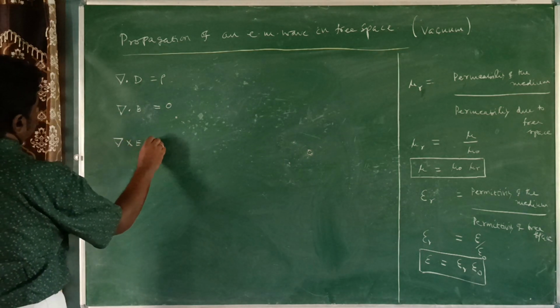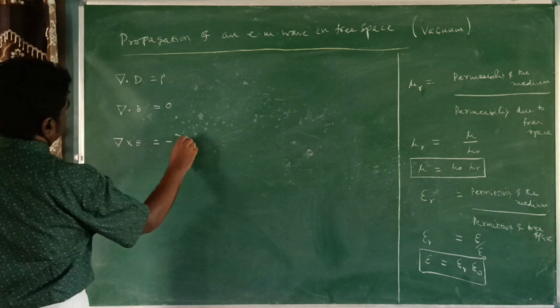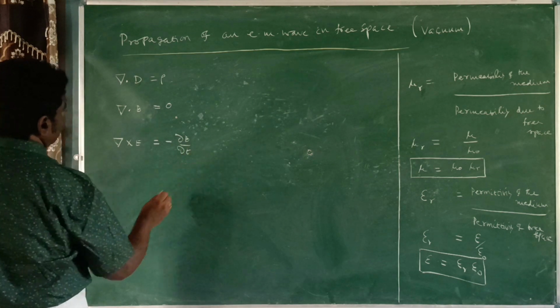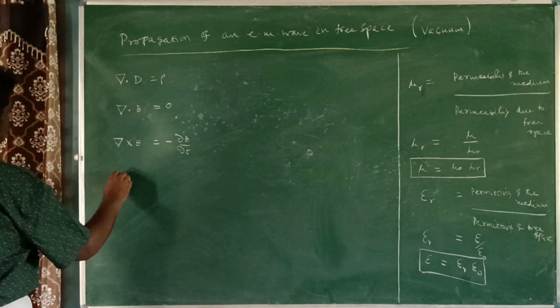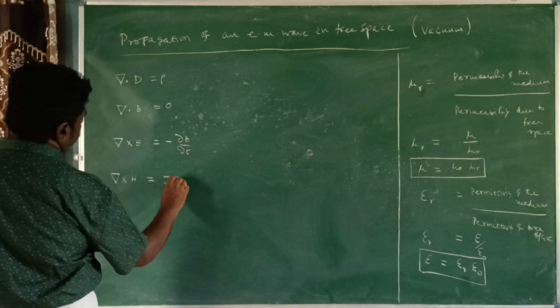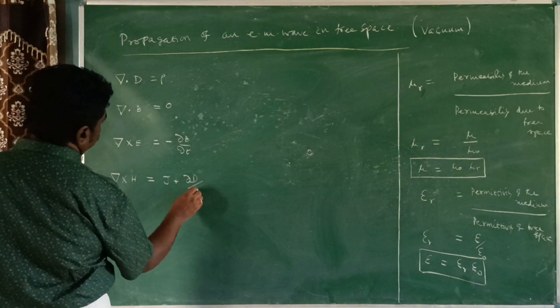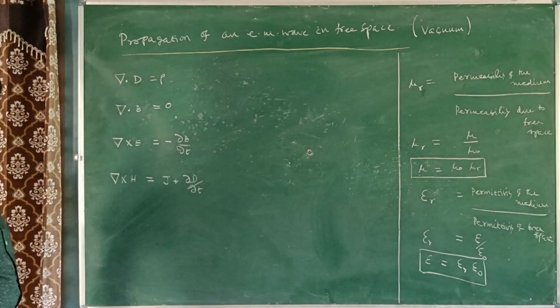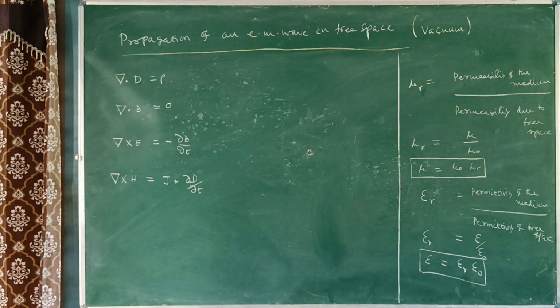Curl E, which is equal to minus dou B by dou t, is Faraday's law. Then curl H equal to J plus dou D by dou t. This is our Ampere's circuital law.